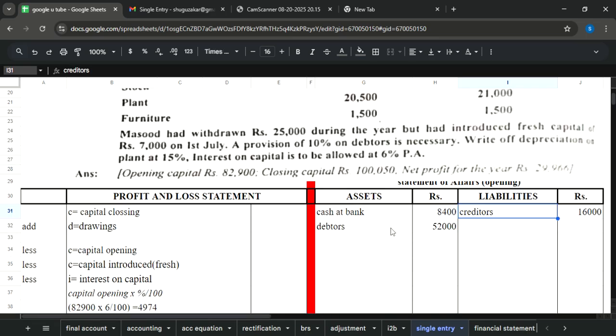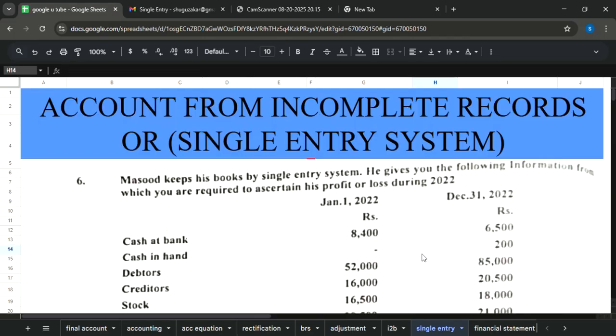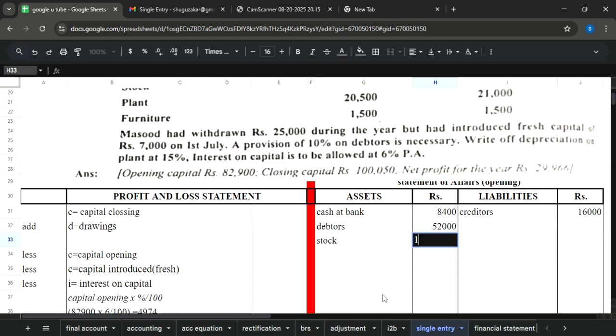Then we have stock. Stock is your asset. Opening amount of stock is 16,500. Put 16,500 in front of stock. Stock we have written. Then we have plant. Okay, plant is your fixed asset, so a little space we will give. Amount of which is 20,500. After that, you can see it's furniture. Furniture, again a fixed asset, 1500 you have written. So guys, this was the last asset.